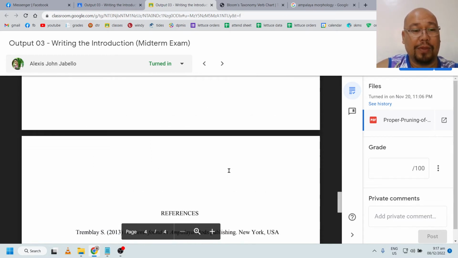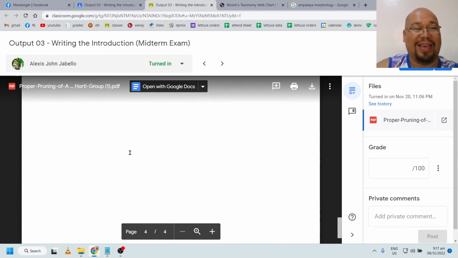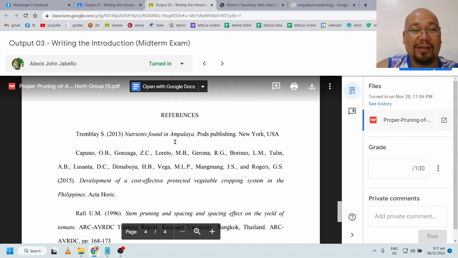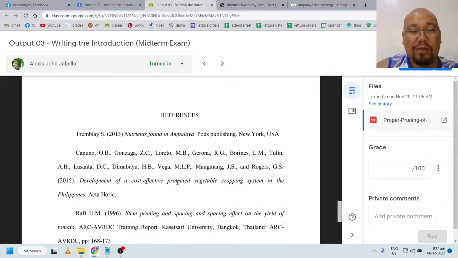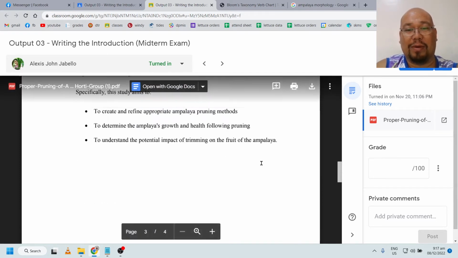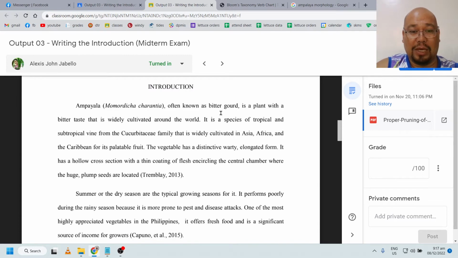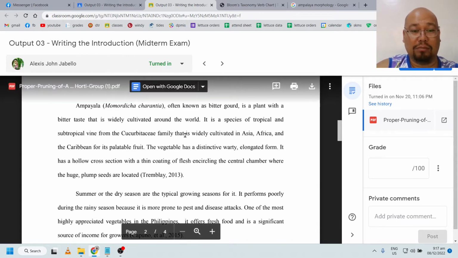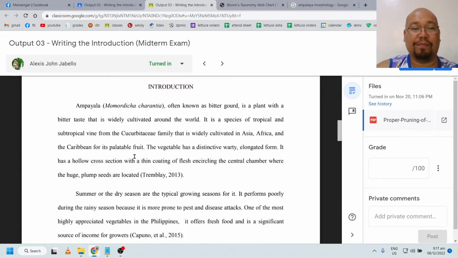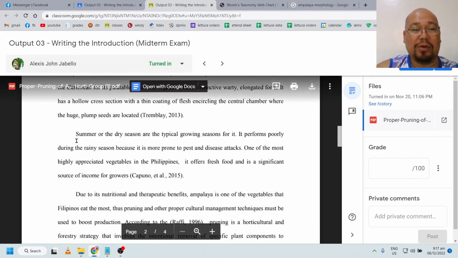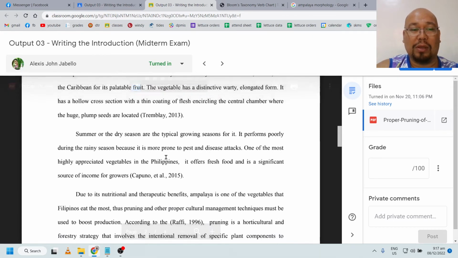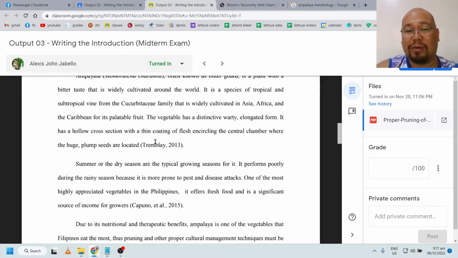Let me see. Tremblay. Where is Tremblay? Okay. Oh, follow the proper citation style. Do not forget about that. So it should be Tremblay. This is an introduction to ampalaya. It's okay. Summer or dry season are typical growing seasons. I think this can also be combined into one paragraph, no?